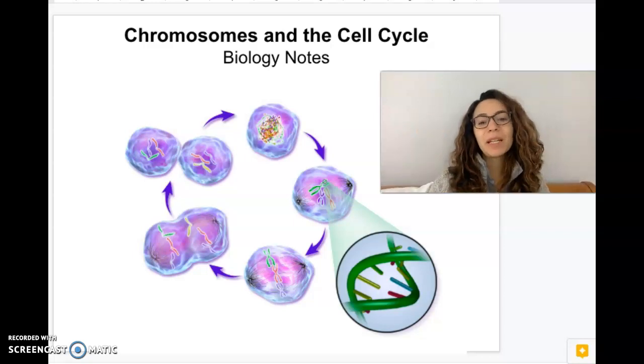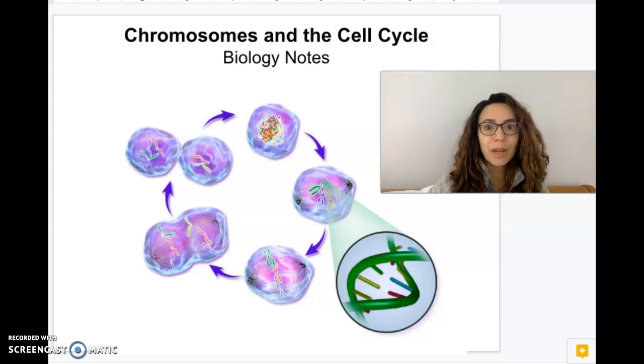Everyone. So today we're going to be talking about chromosomes and the cell cycle. So we learned a bit about DNA and how DNA reproduces. Now we're going to learn about why DNA reproduces, right? We're making copies of DNA so that the cell can eventually reproduce. So let's see how that happens today.